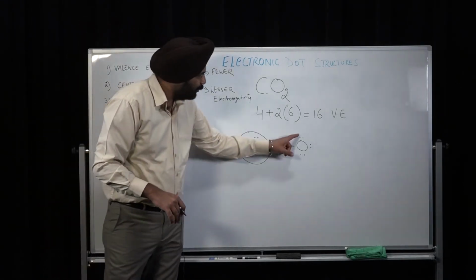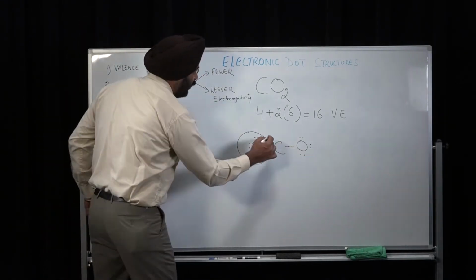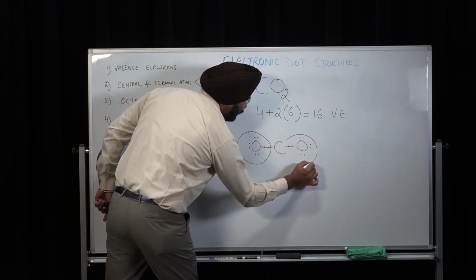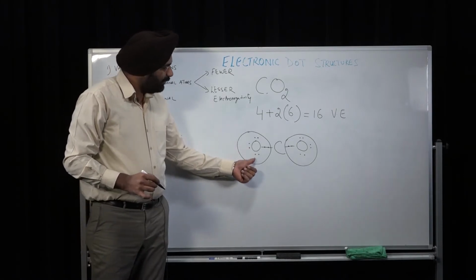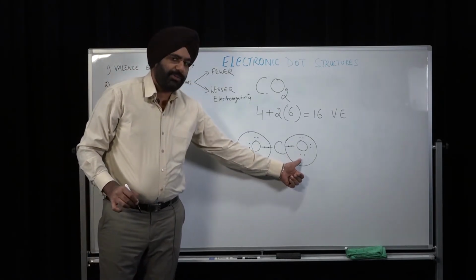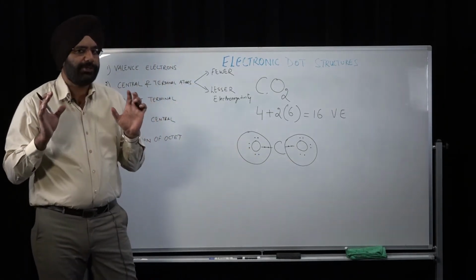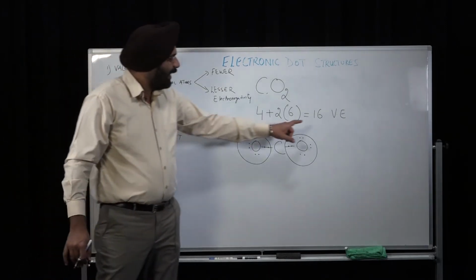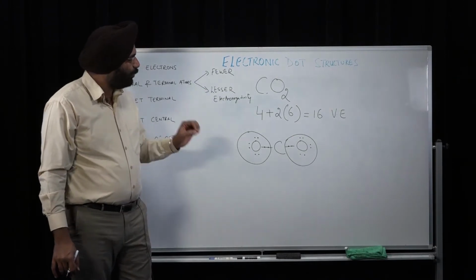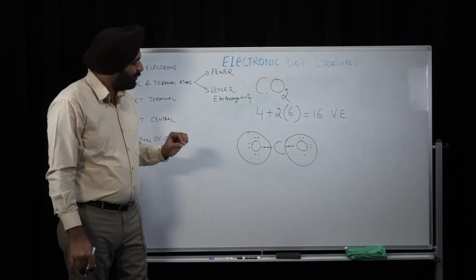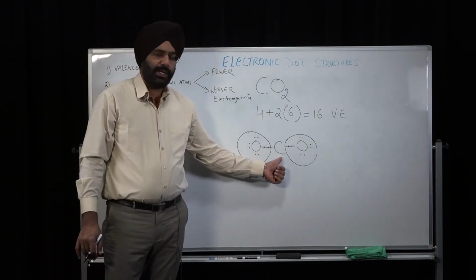And here also 2, 4, 6 and 8, the octet on this oxygen atom is complete. So in total, 8 on this oxygen atom and 8 on this oxygen atom. So I've already accounted for 16 valence electrons, and there are 16 valence electrons here. So that means I don't have any extra electrons to account for carbon.